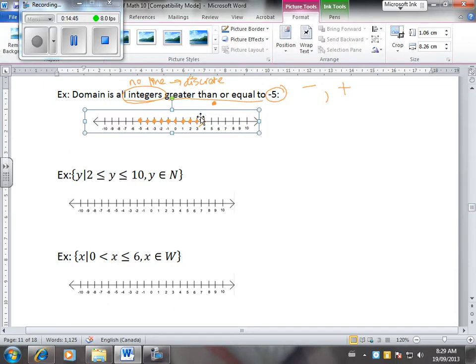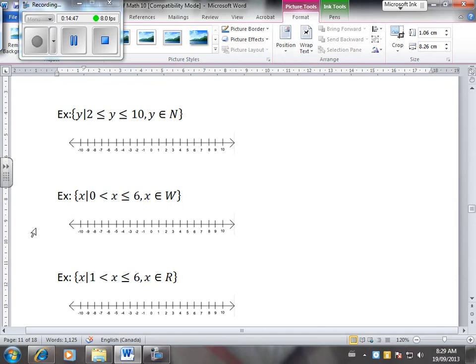Okay, so now we have, what kind of notation is this? It's got a curly bracket. This is set notation, okay? So again, for your quiz on Tuesday, know the difference between set notation and interval notation. So this is set notation.